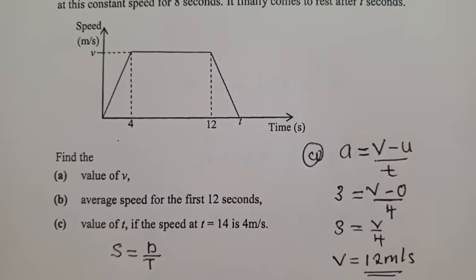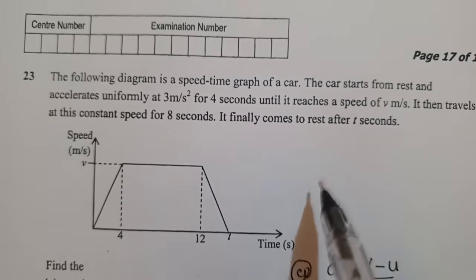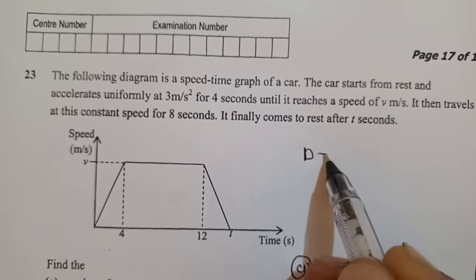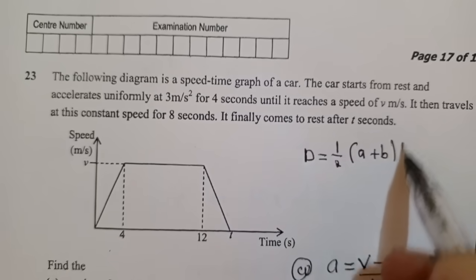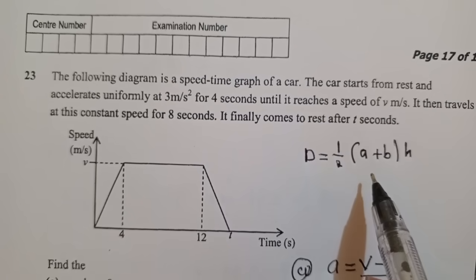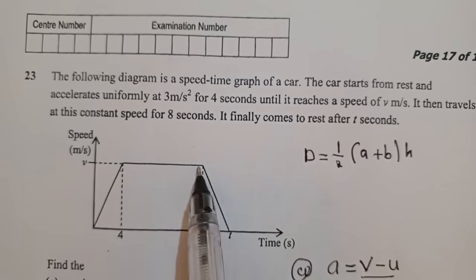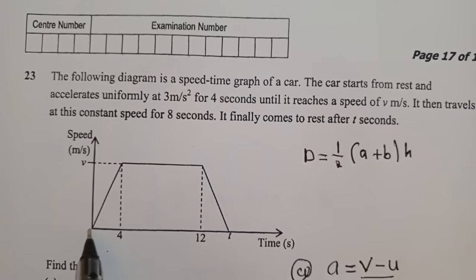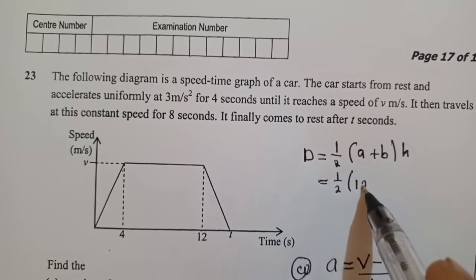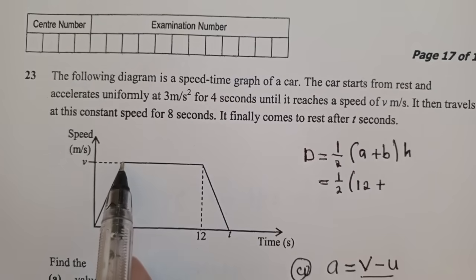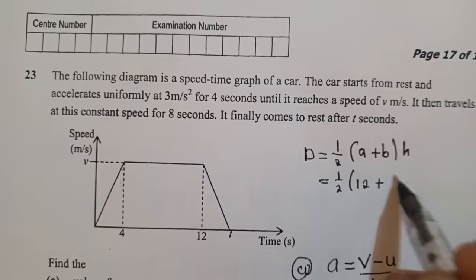So let's find distance. So we're going to use this part over here since we don't have too much space. So we can say distance is equal to 1 over 2, then we have (a plus b) times h. This is the formula we use for finding distance when the shape that you're dealing with is a trapezium. So you can see this is a trapezium up to 12. My a will be from here to here. So I'm going to say 1 over 2, and then a is 12 plus b will be the difference from here to here. So I'll say 12 minus 4, which will give me 8.